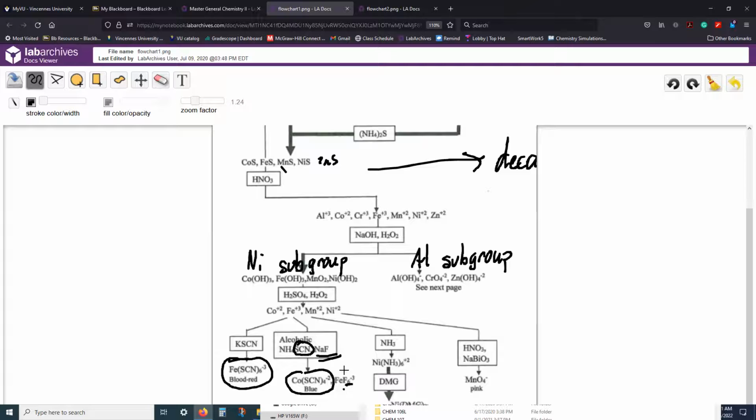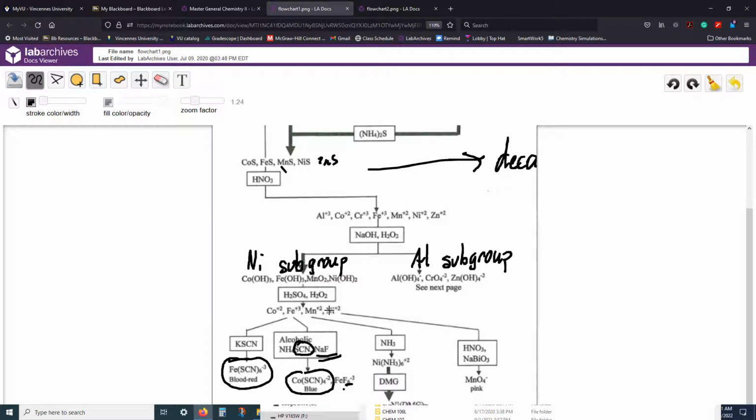And this complex is colorless, which will leave behind the blue solution here. For the nickel, we're going to just hit it with ammonia to get it to complex. And then we're going to hit it with a substance called DMG, and it's going to form a different complex. This complex gives kind of a strawberry red color.